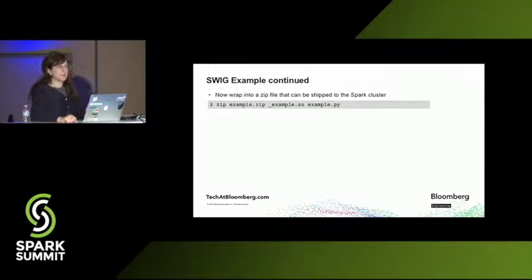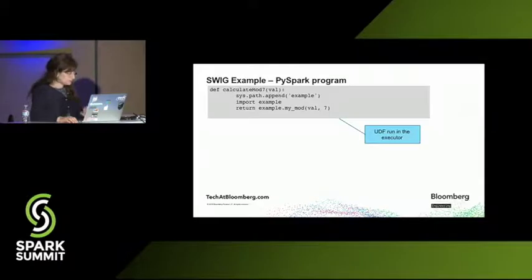At this point, we now have to wrap everything up and ship it to our cluster so that it's available. So we'd want to zip up our shared object and our Python wrapper. And then we want to write our PySpark program that calls this UDF. So we would write a quick function, such as calculate_mod_7.